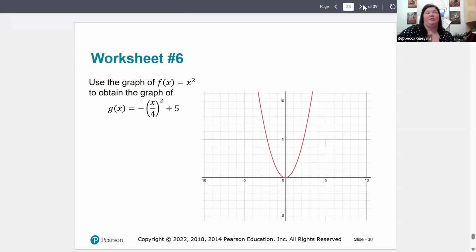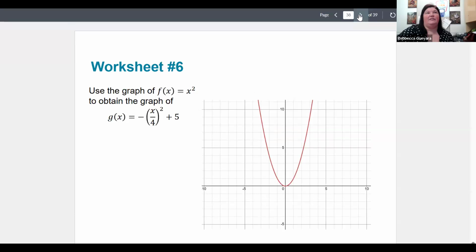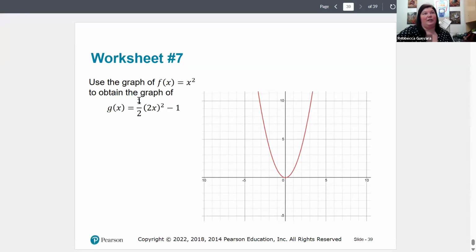So on your worksheet, you should have 6 and 7. So here we're going to do negative (x over 4) squared plus 2. And then here we're going to take our x squared, but we want to shift it. So we have 1/2 of (2x) squared minus 1.